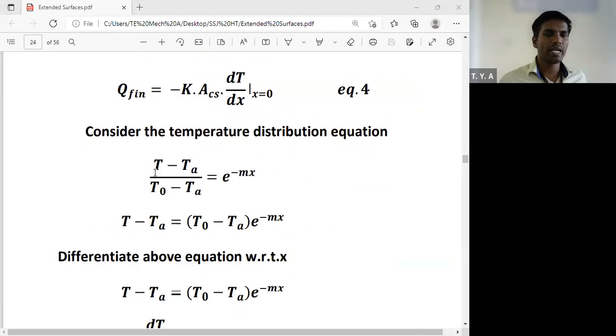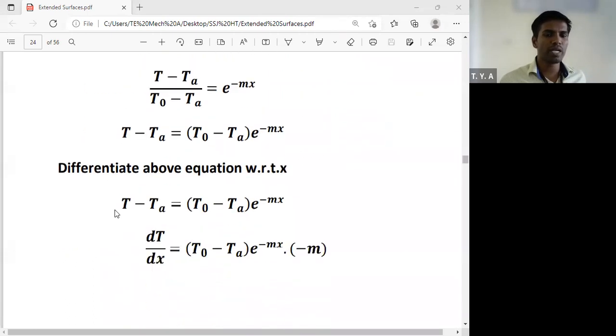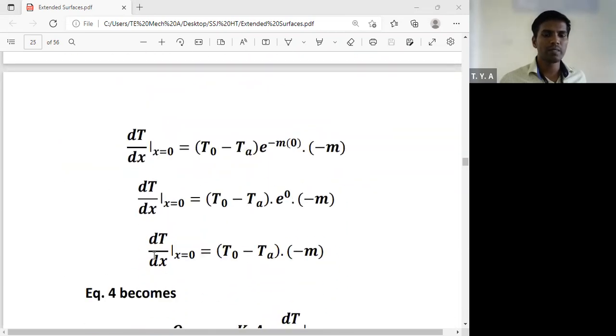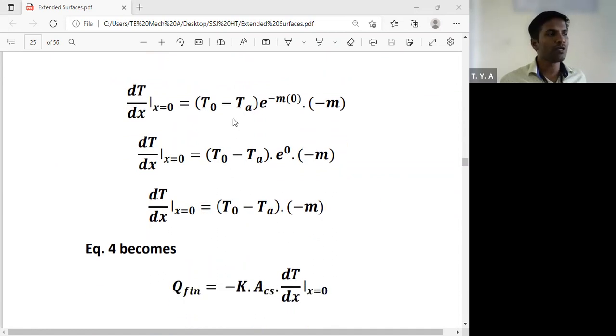Okay. So we get the equation of the temperature distribution, that is T minus Ta divided by T0 minus Ta is equal to e raised to minus mx. So by the simplification, we get the equation as T minus Ta is equal to T0 minus Ta into e raised to minus mx. So we have to take the derivative of this equation. We get the derivative as dT by dx at x is equal to 0 as T0 minus Ta into minus m. So we have to put that value into the equation.